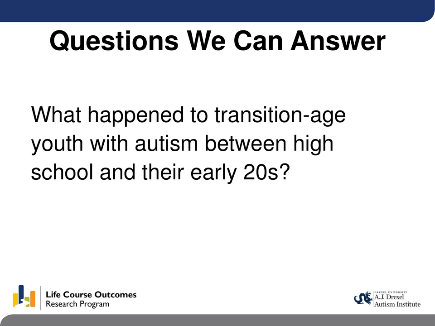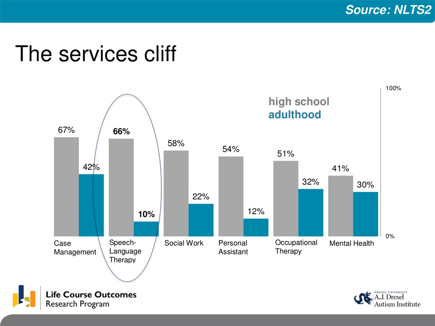Some other kinds of questions we can look at with these data, understanding what happened in terms of outcomes right after leaving high school. So we have heard from families, of course, for many years, families have known the fact that when you leave special education, when your son or daughter exits high school, access to services plummets. And many people tell us it's like being pushed off a cliff. We call this the services cliff.